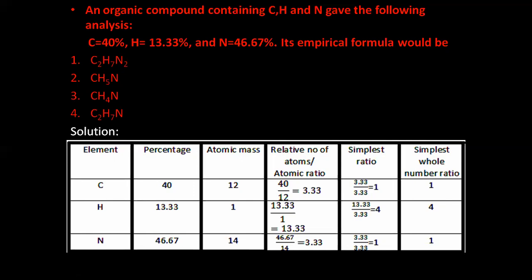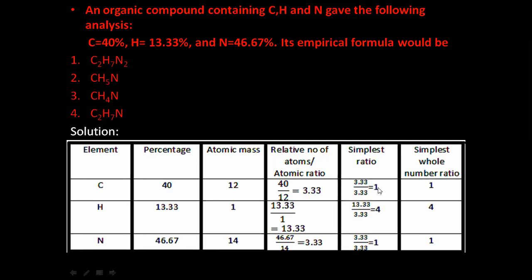Once we are done with that, we find the relative number of atoms, or atomic ratio, which is 40 by 12, 3.33. 13.33 divided by 1 is 13.33, and 46.67 divided by 14 is 3.33. Once we are done with that, we have to convert them to the simplest ratio. So divide by the smallest, that is 3.33. 3.33 divided by 3.33 gives you 1. 13.33 divided by 3.33 gives you 4. And 3.33 divided by 3.33 gives you 1.